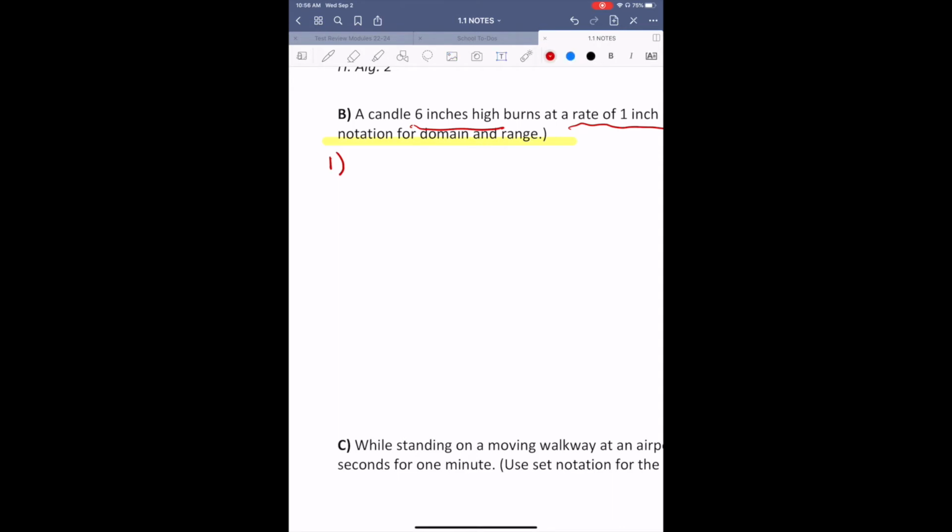If you said that our independent variable is time in hours, you are correct. Let's go ahead and use t, or you can use x and y, variables don't matter. Our dependent variable in this case would be the height of the candle, height of the candle in inches. Let's use h for height, okay? Or height according to time, h of t, however you want to label it.